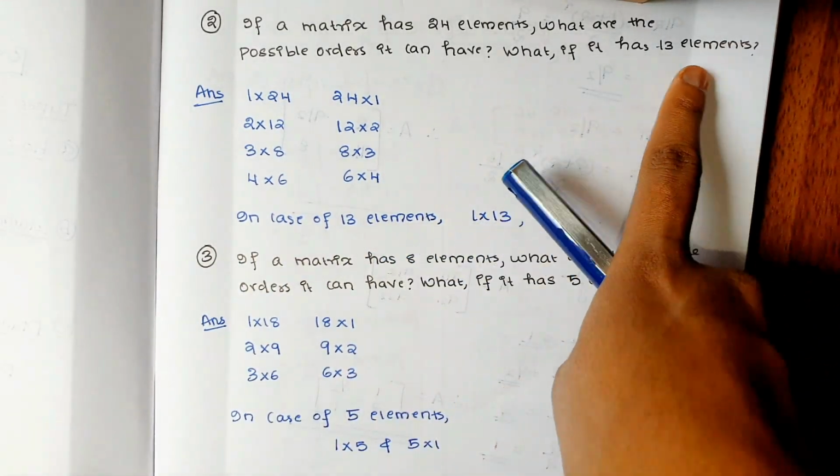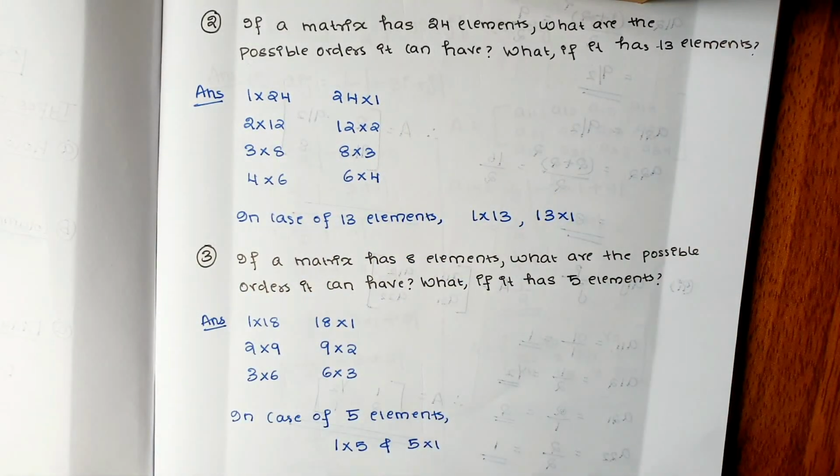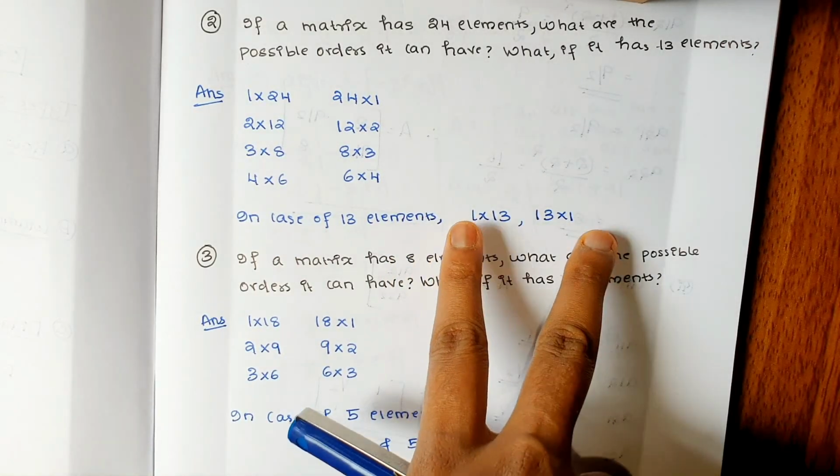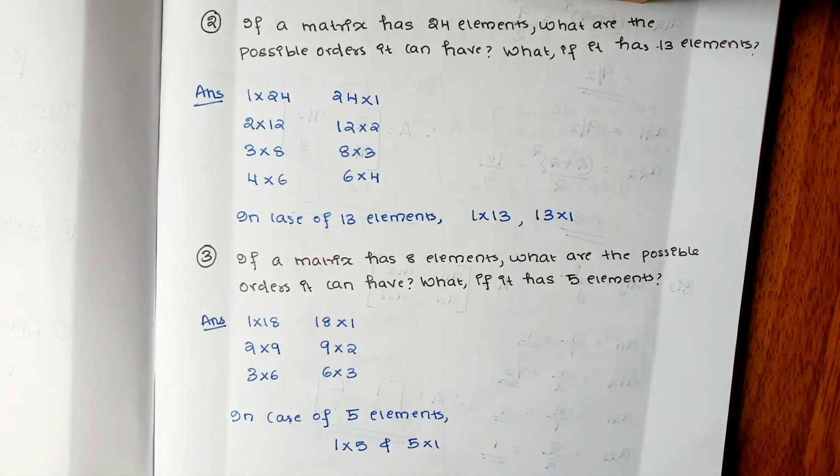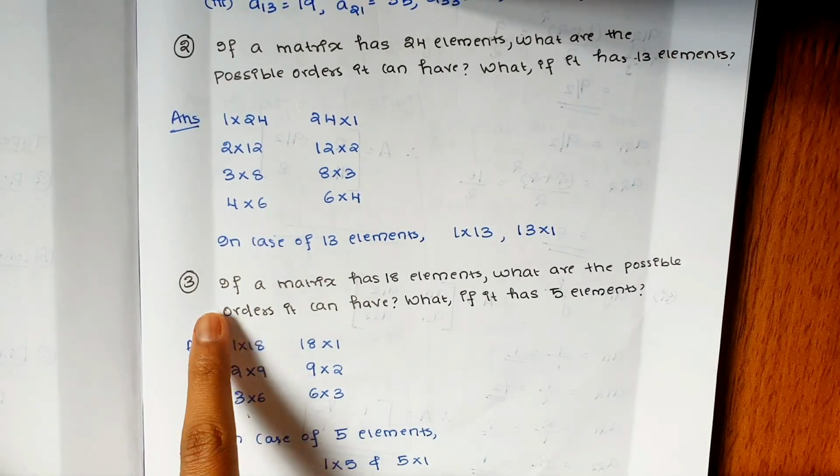What if it has 13 elements? If it has 13 elements, the possible cases are only 2. That is 1 into 13 and 13 into 1. Okay. So students, the third question.